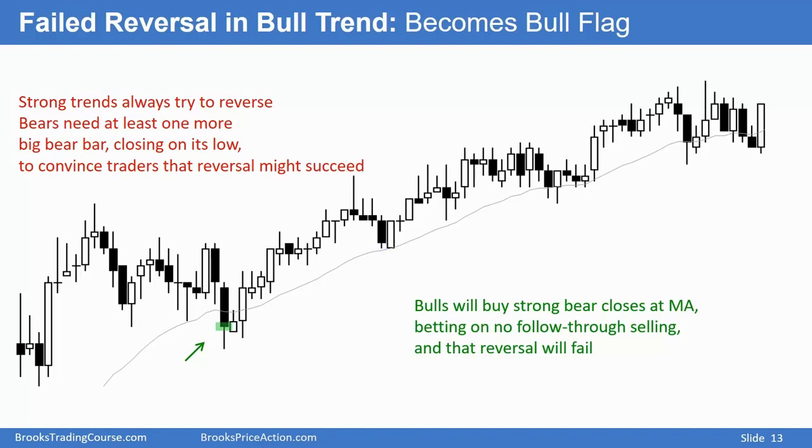The bulls will look at that and say, ha, I don't believe it. Most reversal attempts fail. I'm going to buy any big bear bar closing near the moving average. So I'll buy that, and I'll buy that. I'll buy that. Because the bears need one more bar to convince traders that the bears have taken control. And because of that, bulls buy those bear bars, betting that instead of a second bear bar, the market will resume back up.